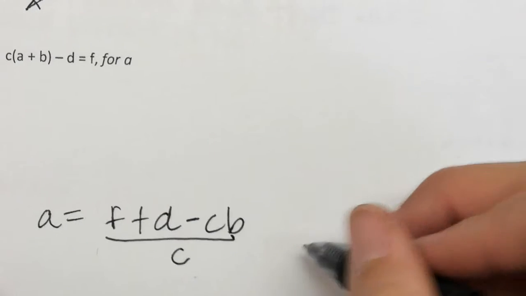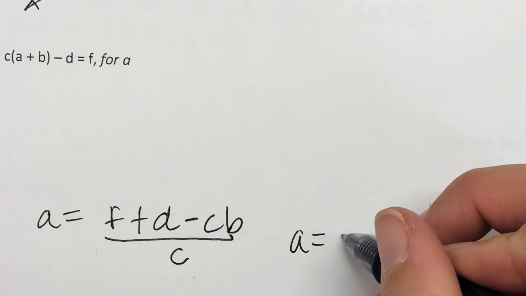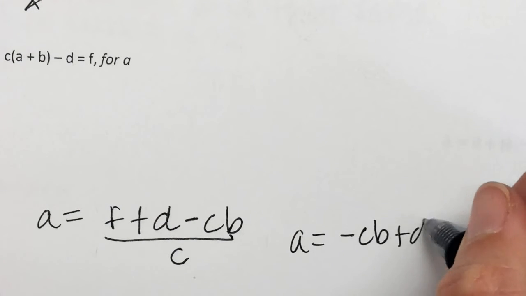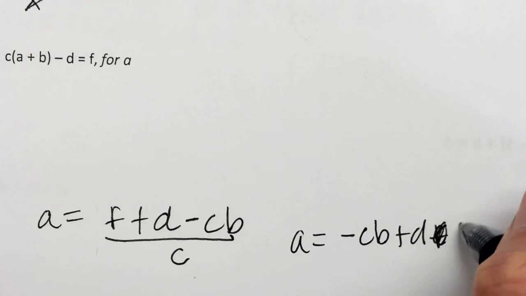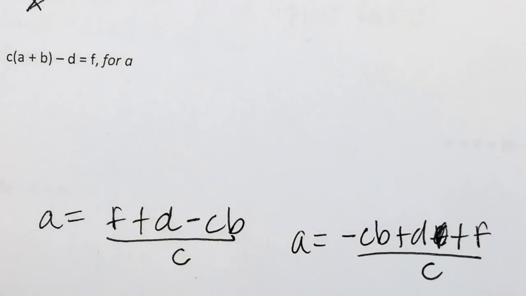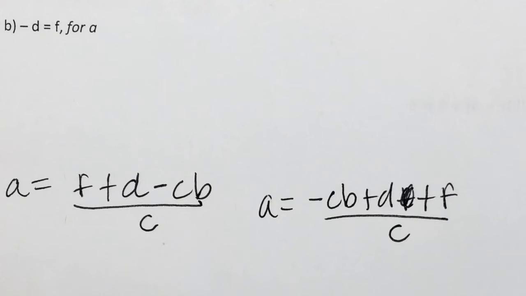Good. Tell me the right order. A equals negative CB plus D plus F over C. Yes, sorry. Plus F over C. Very good. Do I need to go over this? Yes? Okay. So, somebody tell me how to start this off. Or how y'all started it.